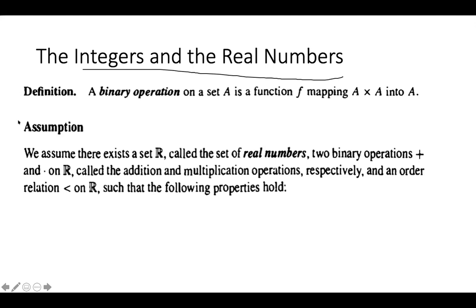The other way is to use this assumption that there exists a set R, which we call the set of real numbers, where two binary operations on R, called addition and multiplication, are possible, and there is an order relation on R such that the following properties hold, and the properties are what I'll just show you.